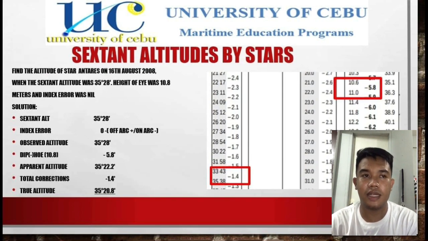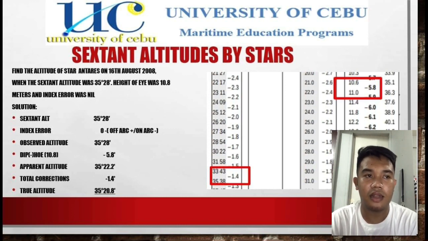Here's an example of sextant altitude by stars. Find the altitude of the star Antares on 16 August 2008 when the sextant altitude was 35 degrees 28 minutes. Height of eye was 10.8 meters and index error was nil.